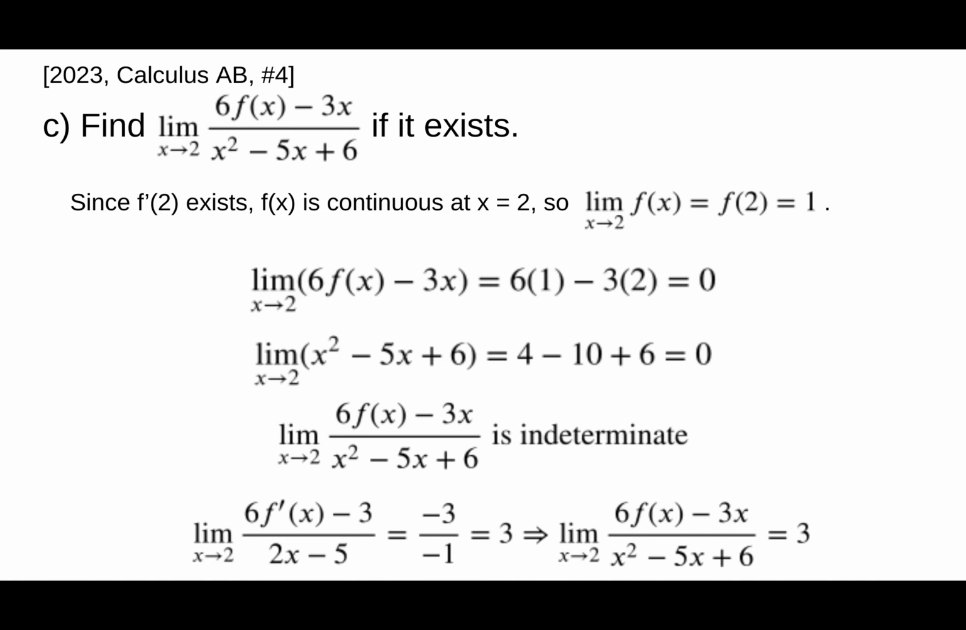Now remember, when you do a question like this, if it requires L'Hopital's rule, you do need to verify that it is indeterminate. You do need to find the limit of the expression that uses the quotient of the derivatives, and then you also need to explicitly state that this is equal to the limit of the original expression. Don't forget, you are asked to find the limit of that expression, 6f of x minus 3x over x squared minus 5x plus 6. So your answer had better explicitly state that you have found that limit and that it is, in this case, 3.